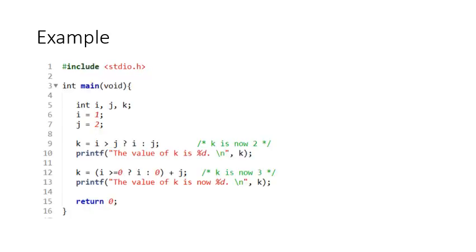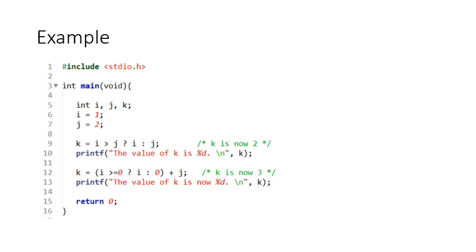So for example, let's say variables i, j, k are declared, and then we set i to 1 and j equals 2. So in our conditional expression for k in line 9, our conditional expression is i is greater than j. If i is greater than j, it will return i. If i is not greater than j, it will return j.